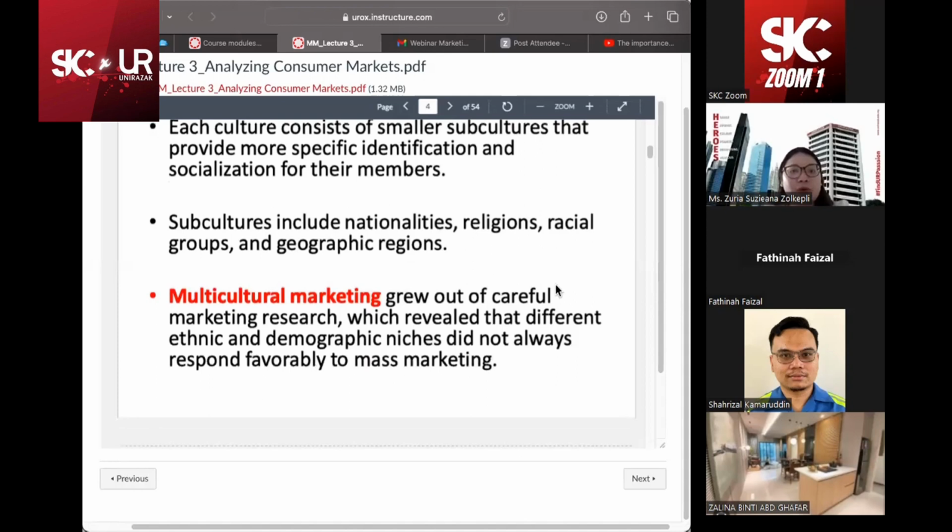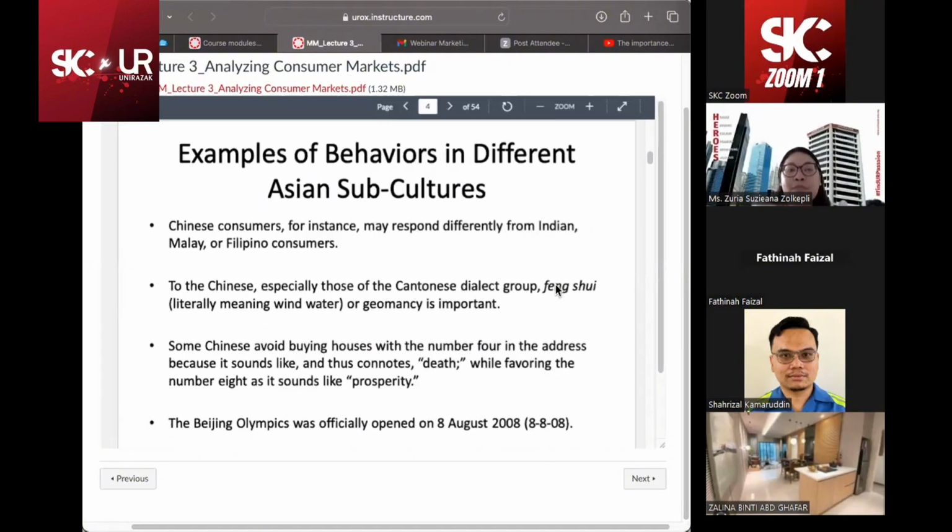Multicultural marketing grew out of careful marketing research, which revealed that different ethnic and demographic niches did not always respond favorably to mass marketing, right? So, an example of behavior in different Asian subcultures: a Chinese consumer, for instance, may respond differently from an Indian, Malay, or Filipino customer, even though we share the same region, the Asian continent. We respond differently when we would like to make a purchase.